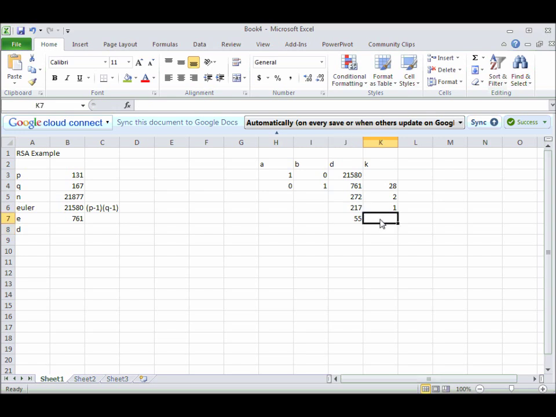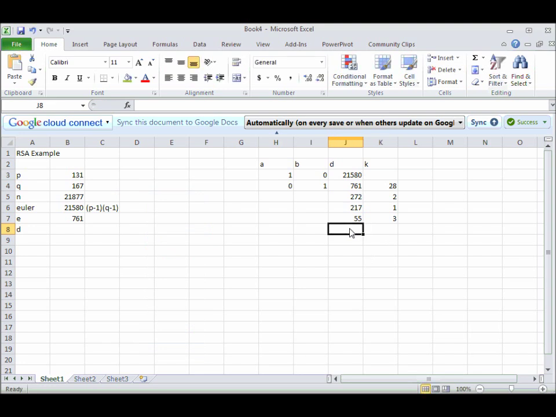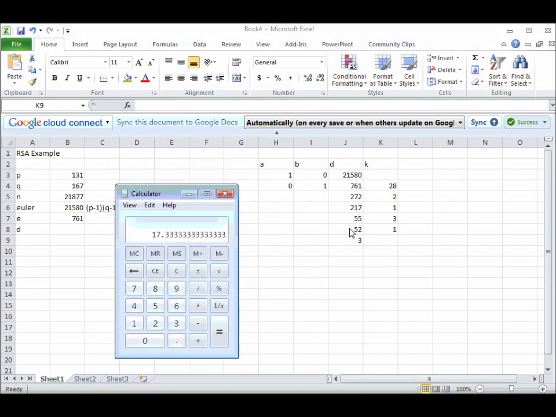55 goes into 217, let's see, not quite 4 times, so 3 times. Okay, so 217 divided by 55, it's 3 times, minus 3 times 55 equals 52. So we've got 52 left here. 52 goes into 55 once, of course, and then there's a remainder of 3. 3 goes into 52 a whole bunch of times. So 52 divided by 3, 17.